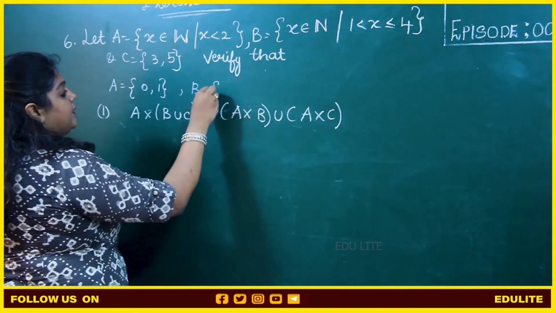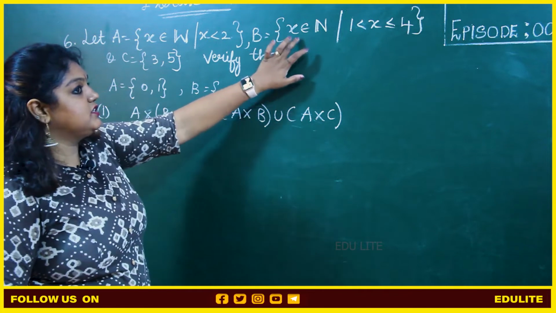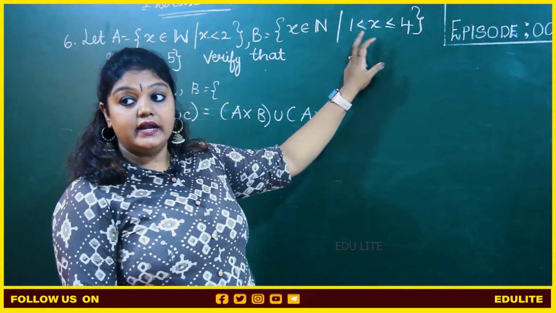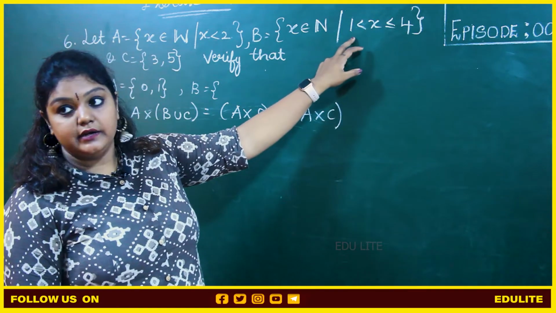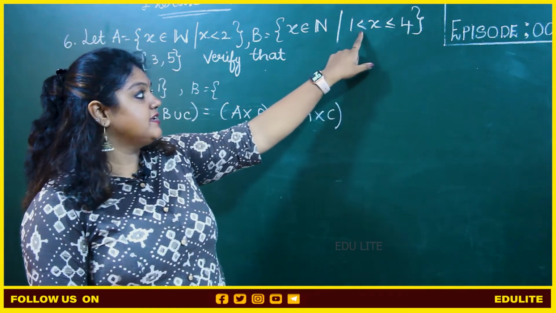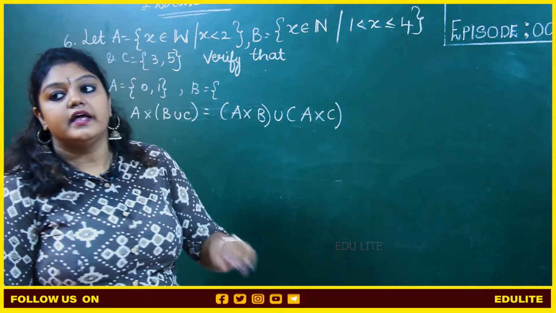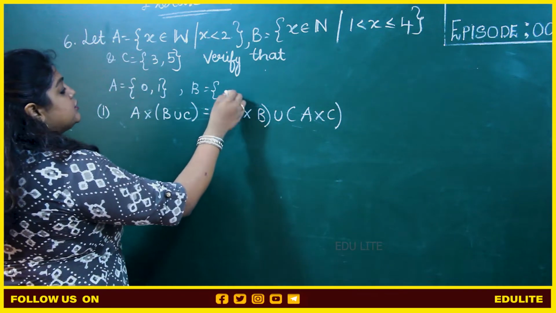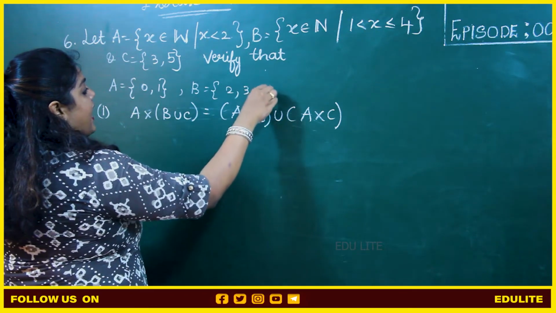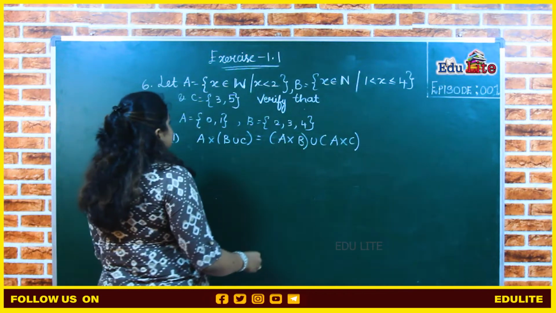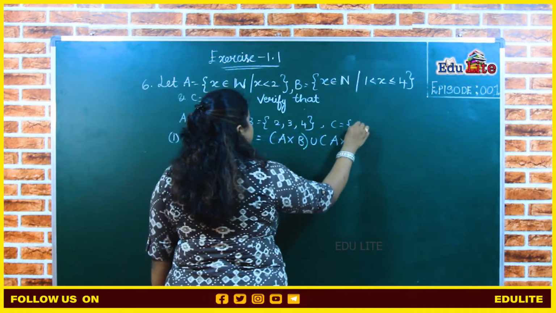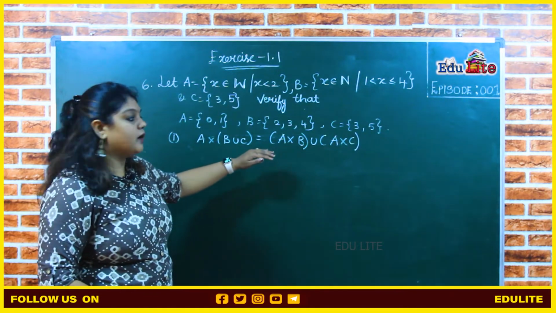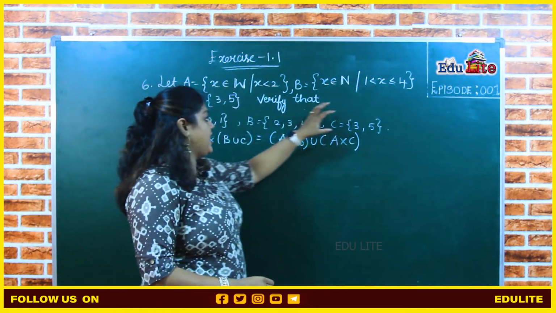Similarly, we will do it for B. B is x such that x is a natural number and x varies from 1 to 4. 1 is not included but 4 is included, because on one side it is less than and on the other it is less than or equal to. Therefore, 1 is not included and 4 is included. So B equals {2, 3, 4}. Next, C set is directly given, which is C equals {3, 5}. Now we will verify the first option with the sets A, B and C.